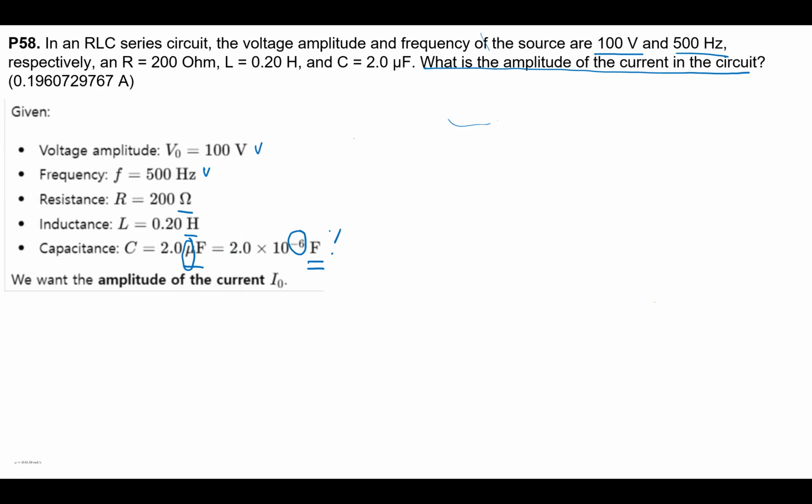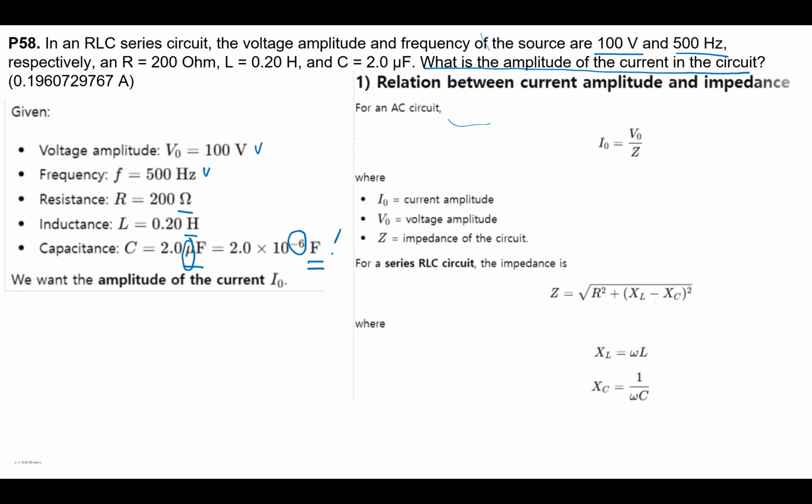This is a very important step. Otherwise, you will not get the right answer. And we want to find the amplitude of the current. The relation between the current amplitude and impedance is given by, as you know, I'm just repeating once again, Ohm's law in the AC circuit. And the important thing is that Z is given by three terms: R, L, C.